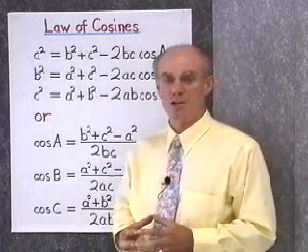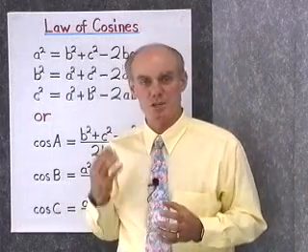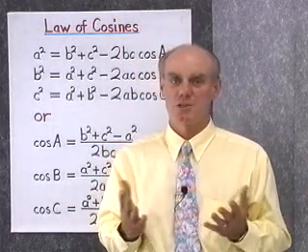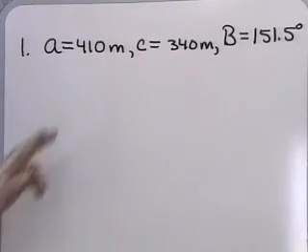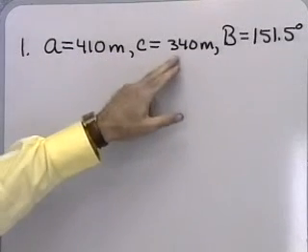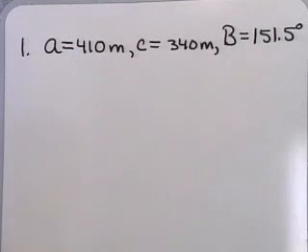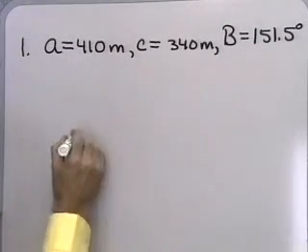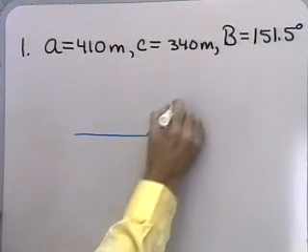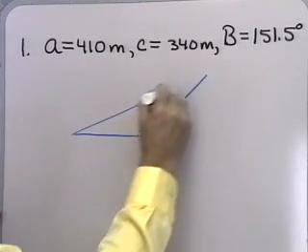So what I want to do now is some examples that involve using the law of cosines to solve for some of the missing parts in a triangle. Here we have triangle ABC, where side A is 410, side C is 340, and angle B is 151 degrees. Now I think since I have an obtuse angle here, I'll draw my triangle a little more accurately this time. Let's put in an obtuse angle.